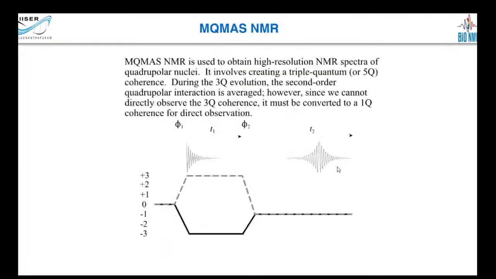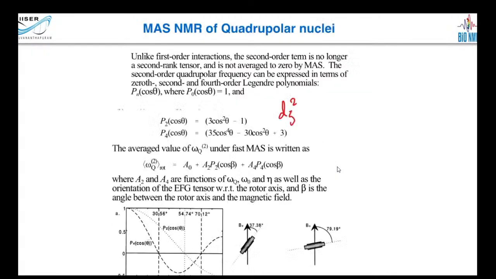But we can also do MQMAS. This is multiple quantum magic angle spinning. You still keep it at your 54.7 and create a triple quantum. You can create multiple quantum because of the couplings, and we should be able to do that triple quantum. And in this triple quantum, the second order quadrupolar coupling is averaged, that means this P2 cos theta.